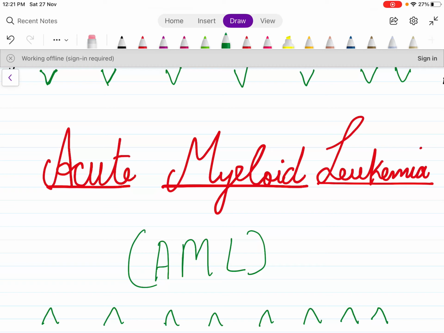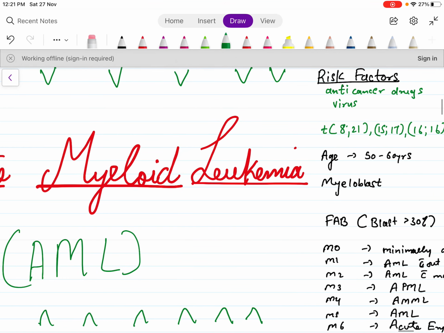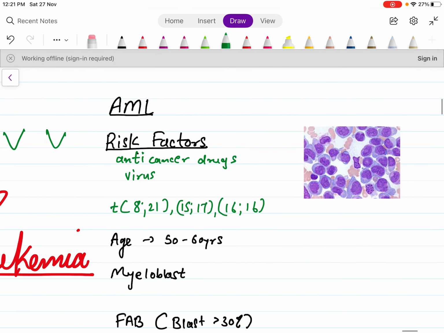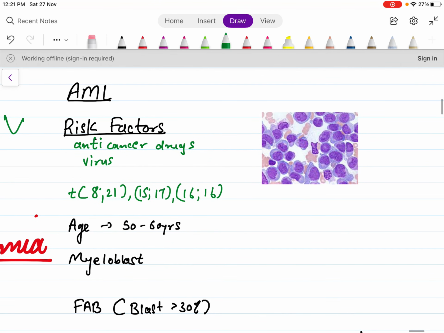In this video, I will talk about acute myeloid leukemia. So, what is acute myeloid leukemia? Acute means there is a presence of immature cells, and myeloid means myeloid series of cells. So, there will be myeloblasts which will be seen in the bone marrow as well as in the blood. So, it's a type of cancer.